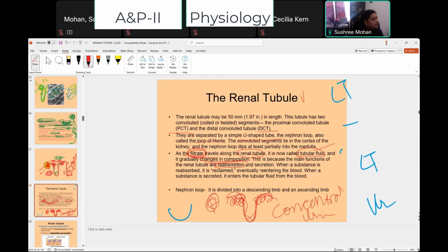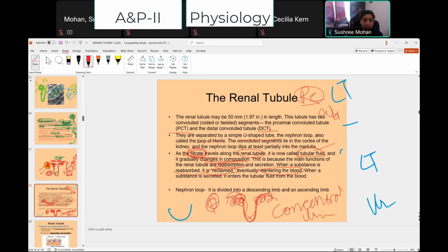So the next step is reabsorption. Reabsorption means you try to absorb it again and put it back into the body because the body needs it. Reabsorption means reclaim it, get it back, eventually re-entering into the blood. We don't want it to go into the urine. We want it to re-enter the blood: reclaim it, reabsorb it.